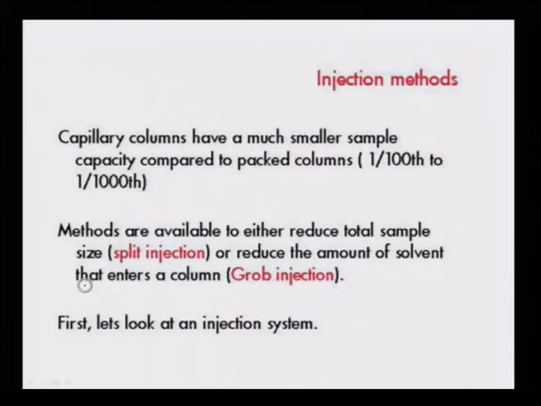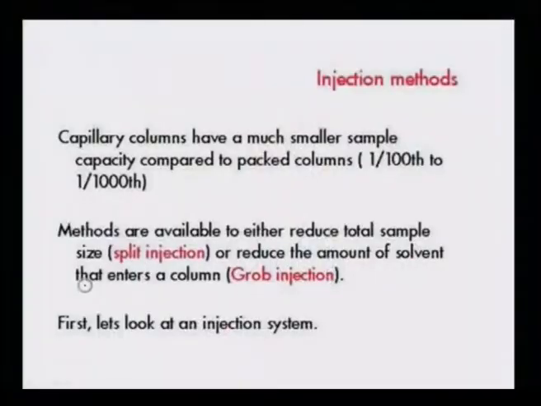Methods are available to either reduce the total sample size by split injection or reduce the amount of solvent that enters a column by grob injection. That means the solvent is taken up, only the compound is allowed to enter. These are certain very specific techniques, but nevertheless I think it is important to mention these so that when you are reading from the books, you are able to comprehend what these terms mean. First, let us look at the injection system.